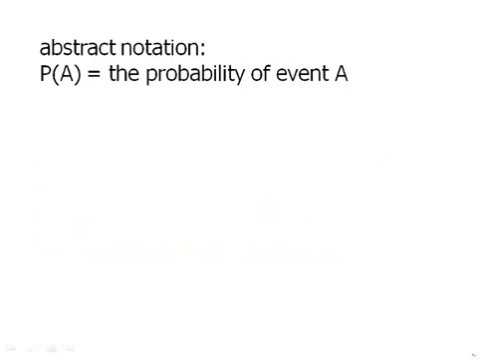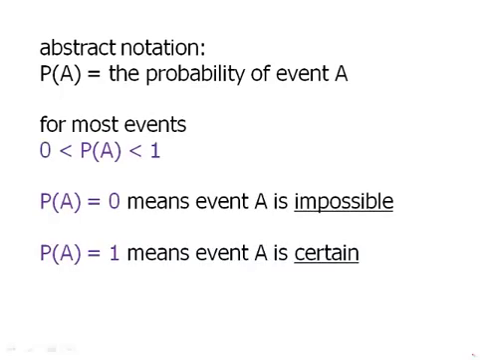In this abstract notation, we'll write P parentheses A as meaning the probability of event A. So again, if A is drawing 2 hearts, P of A would be the probability of drawing 2 hearts in a certain circumstance. For most events, the probability is between 0 and 1. For a probability to equal 0, that means the event is absolutely impossible, guaranteed not to happen. For an event to have a probability of 1, that means the event is absolutely certain, guaranteed to happen.